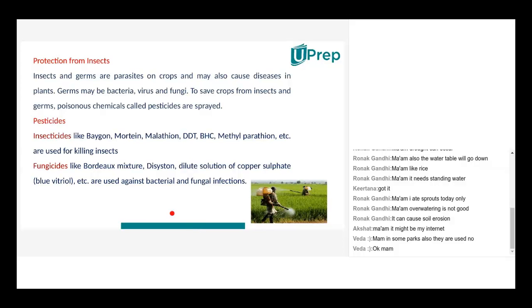Protection from insects. So this is what I was discussing. Of course, you'll have to use insecticides like Baygon and Mortein. These two are names of companies, okay? But basically the chemicals used are malathion, DDT, BHC, methyl parathion. These are the chemicals; these two are just brand names. They are used to kill the insects. They're generously sprayed, and we know the after effects. This is not very healthy because, after all, it's all coming into our stomach, our food. So it's really not good.